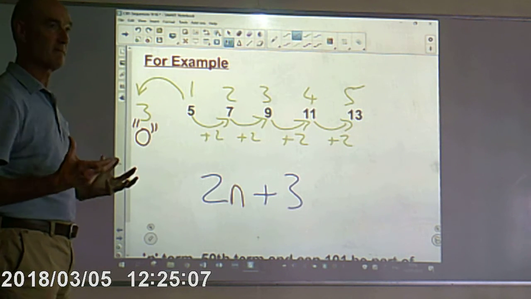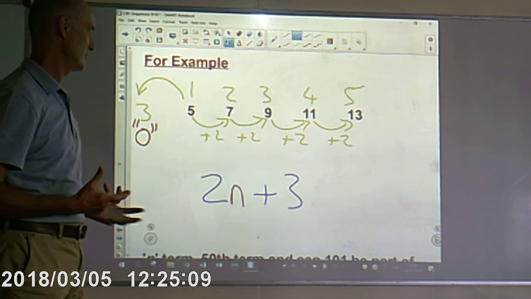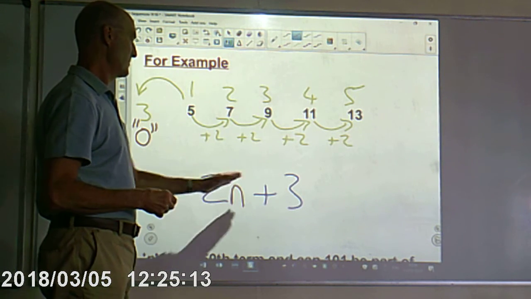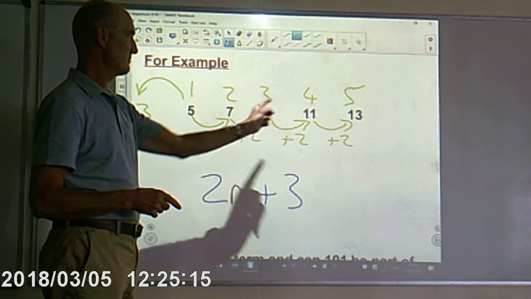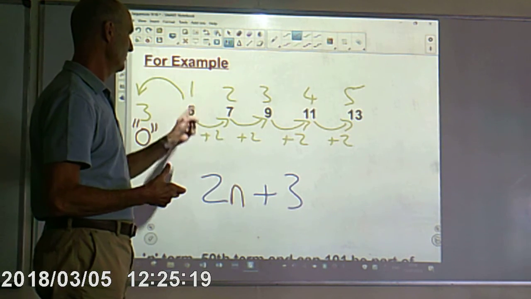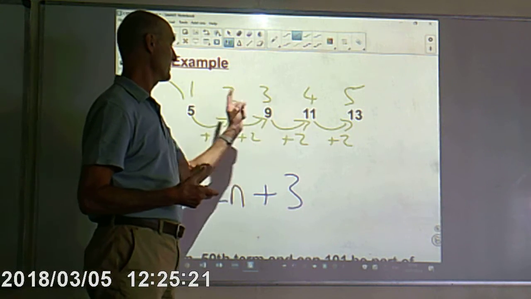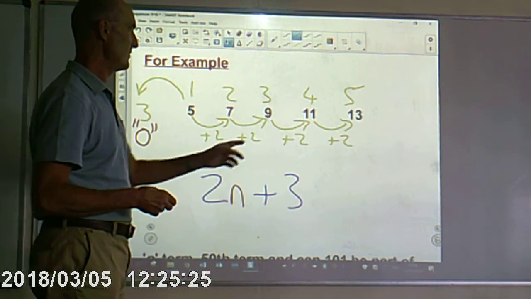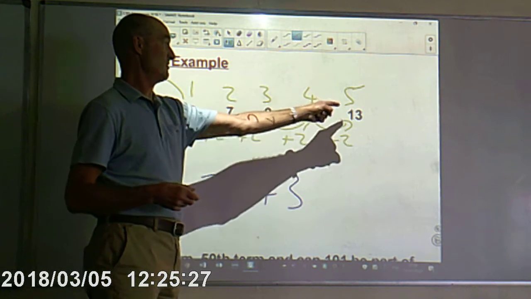So if the examiner, if the questioner was asking for the 50th term, I'd be able to find that 50th term without writing out the sequence. And just to prove how that works, first term, second term, third term, fourth term, fifth term, let's have a look at the fifth term.